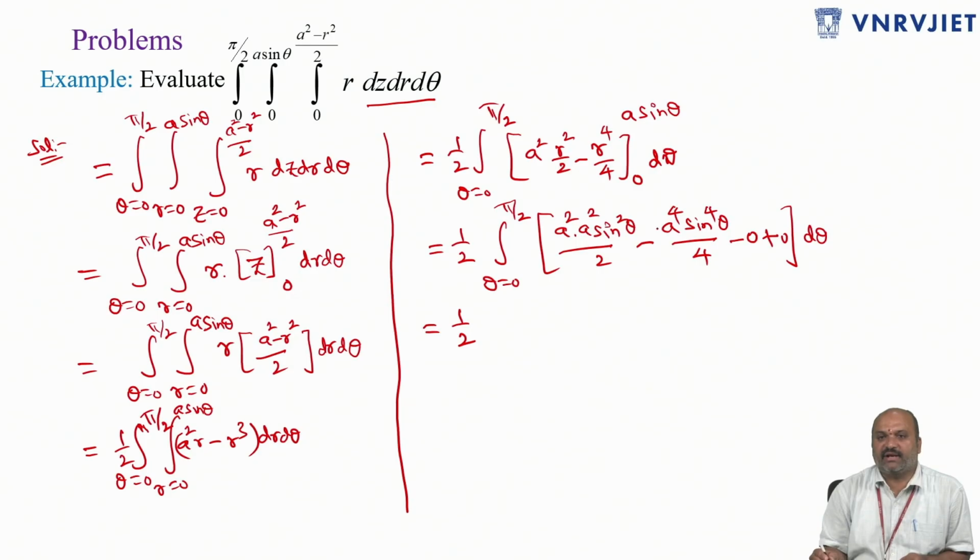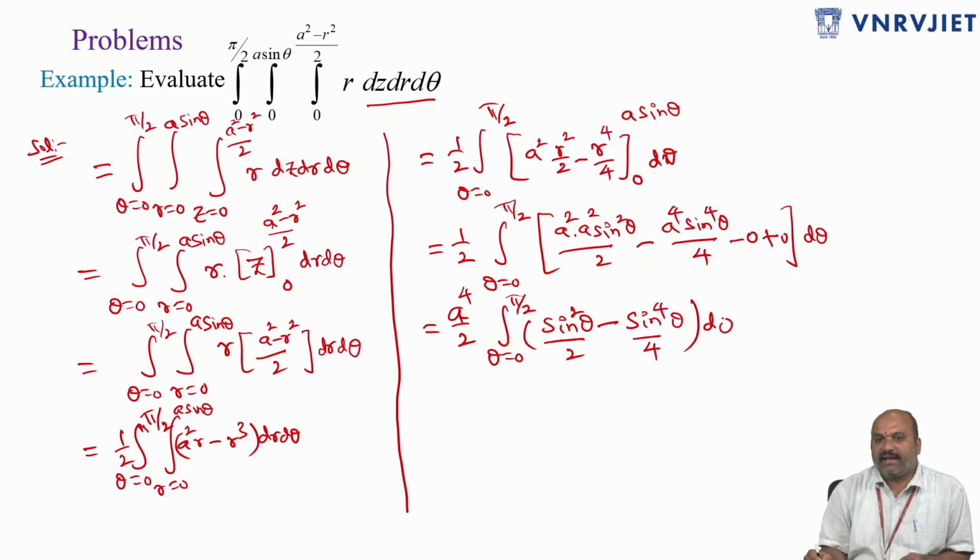This is equal to 1 by 2. Here a square into a square is a power 4. Let's take this a power 4 common. Now the integral theta varies from 0 to pi by 2 of sin square theta by 2 minus sin power 4 theta by 4 into d theta.